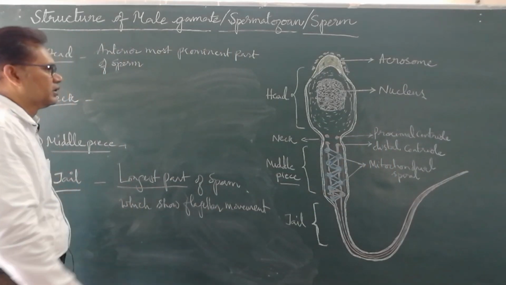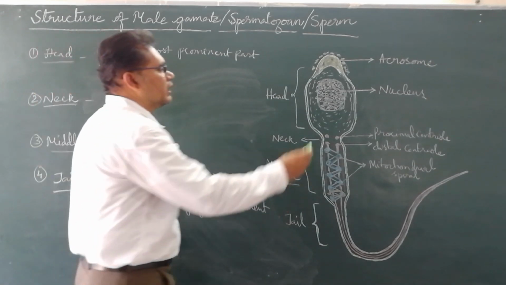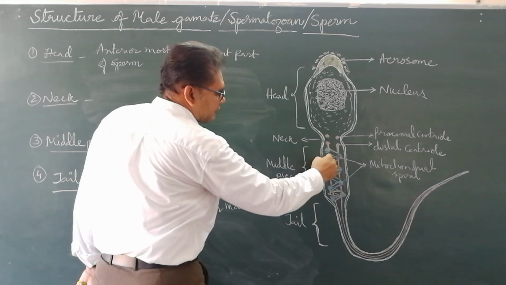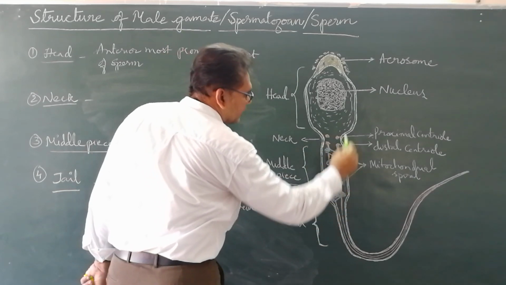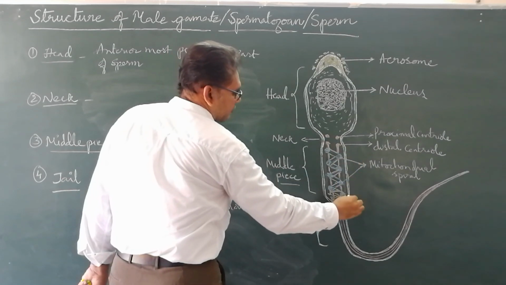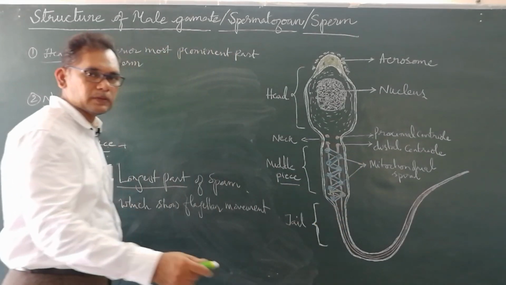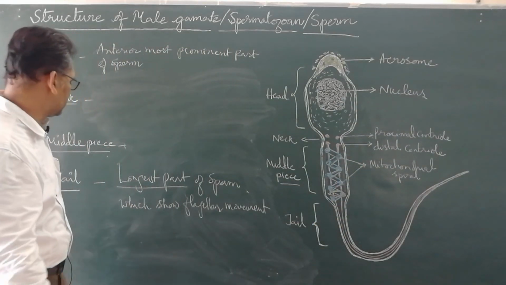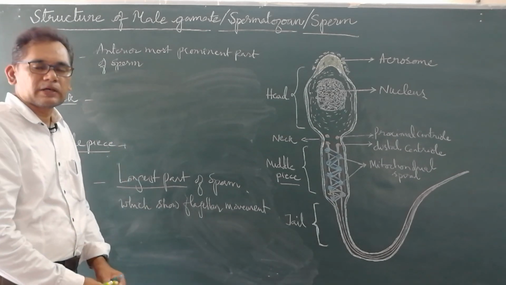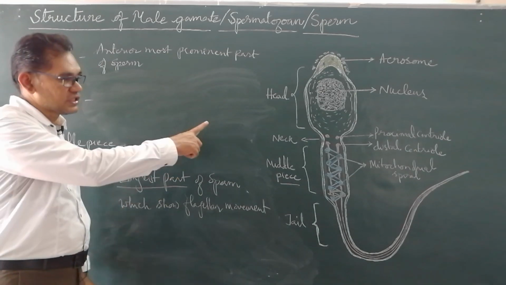Now this is the tail. The entire sperm is covered by the plasma membrane. This is the plasma membrane covering the entire sperm. Now this is the structure of the sperm or spermatozoa. Spermatogenesis results in the formation of this structure.